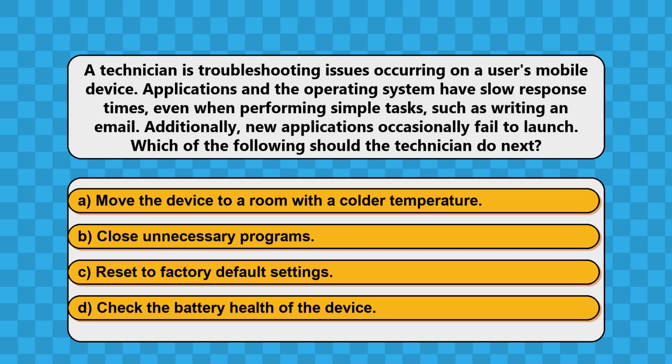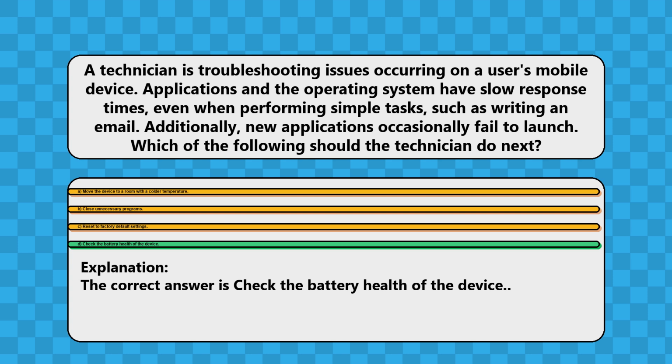Question 59. A technician is troubleshooting issues occurring on a user's mobile device. Applications and the operating system have slow response times, even when performing simple tasks, such as writing an email. Additionally, new applications occasionally fail to launch. Which of the following should the technician do next? Option A, move the device to a room with a colder temperature. Option B, close unnecessary programs. Option C, reset to factory default settings. Option D, check the battery health of the device. The correct answer is option D, check the battery health of the device.